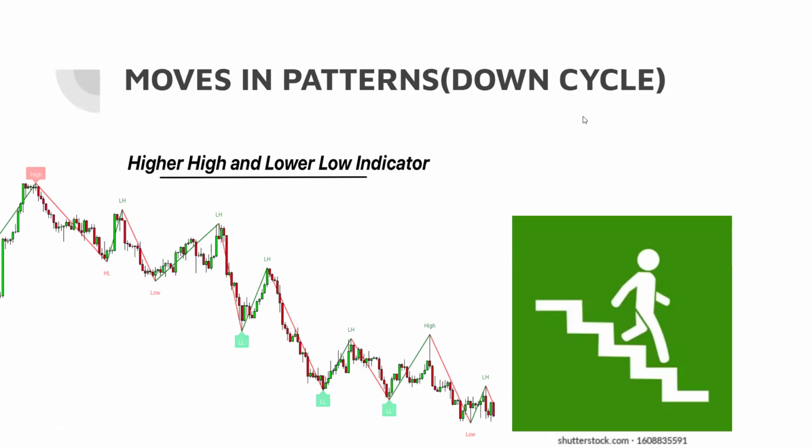In a down cycle, it starts moving lower. So the peaks are lower peaks, lower lows. The market moves in lower high, lower low, lower low. So the market is climbing down.